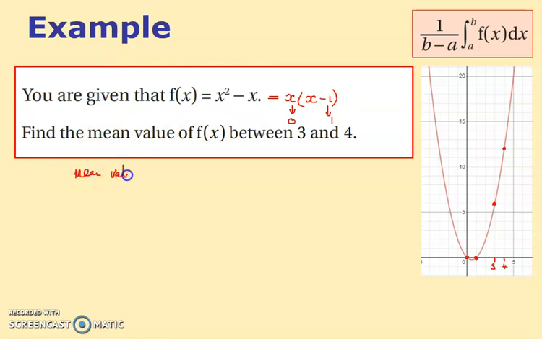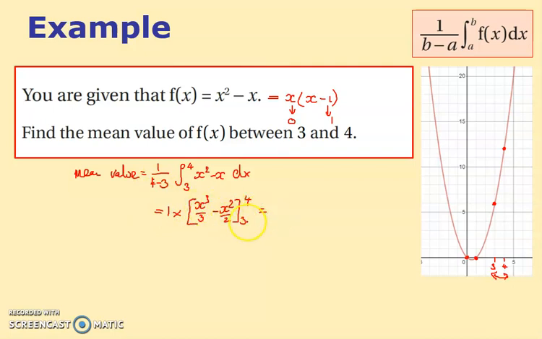So if we want the mean value, I shall write mean value equals 1 over b minus a. Well, how far apart are they? They're only 1 apart, so that's easy. 1 over 4 minus 3, times the integral from 3 to 4 of x squared minus x dx. And if we integrate that, we get x cubed over 3 minus x squared over 2, between 3 and 4. Now obviously it's 1 over 1, so that's really just 1. So it's 1 times that in this case, not always like that obviously.